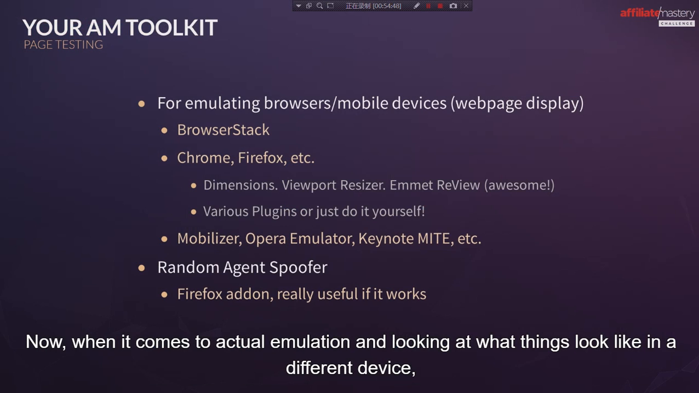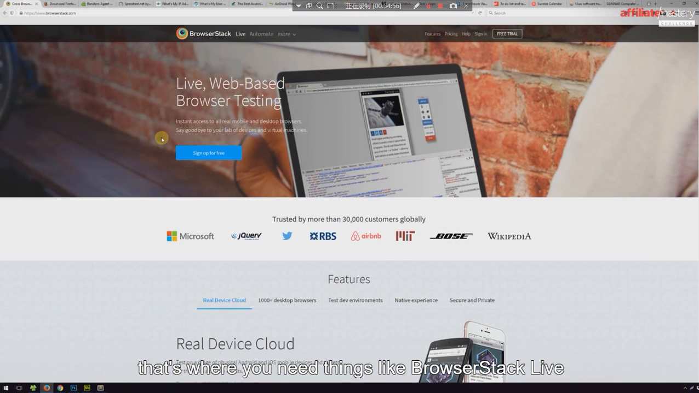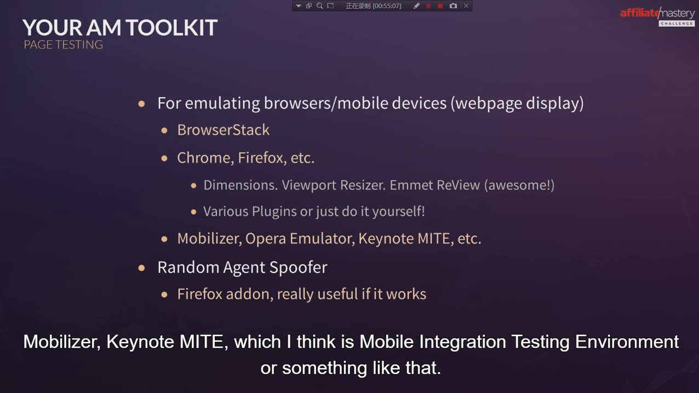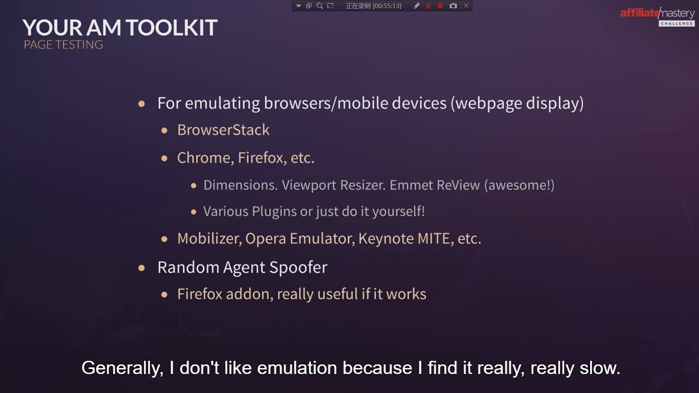Now, when it comes to actual emulation and looking at what things look like in a different device, that's where you need things like BrowserStack Live, or Cross Browser Testing has emulation as well. There's a lot of various tools that you can use for that: Mobilizer, Keynote, MITE, which I think is mobile integration testing environment or something like that. Generally, I don't like emulation because I find it really, really slow.